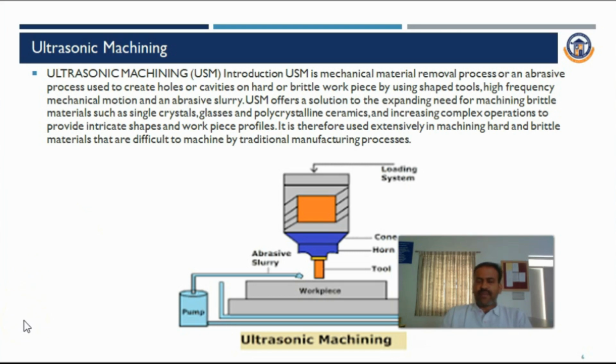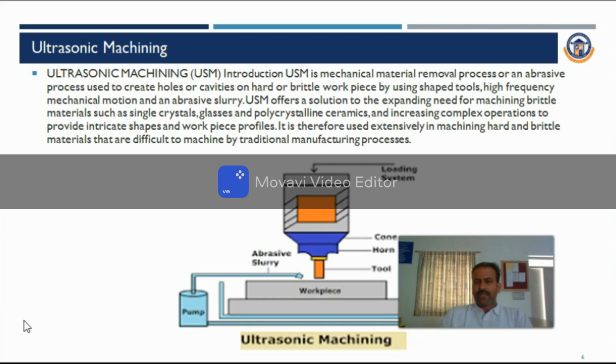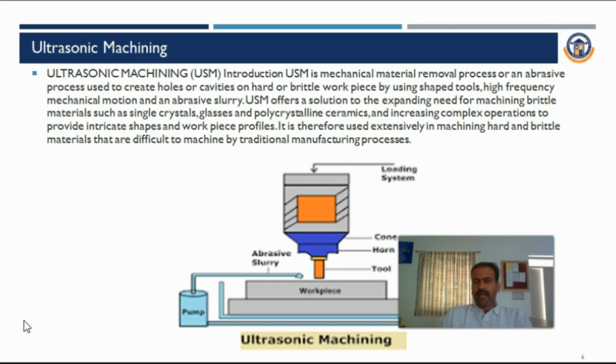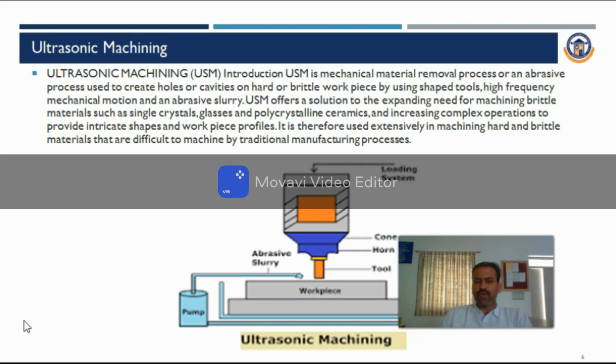Next we see the first process of mechanical energy based, that is the ultrasonic machining process. What is the principle behind the working of this ultrasonic machining process? We see. The ultrasonic machining process is a mechanical material removal process or an abrasive process. The abrasive particles are used to remove the unwanted surfaces or unwanted materials from the workpiece. This is a mechanical material removal or abrasive process used to create holes or cavities on hard or brittle workpieces by using shaped tools.